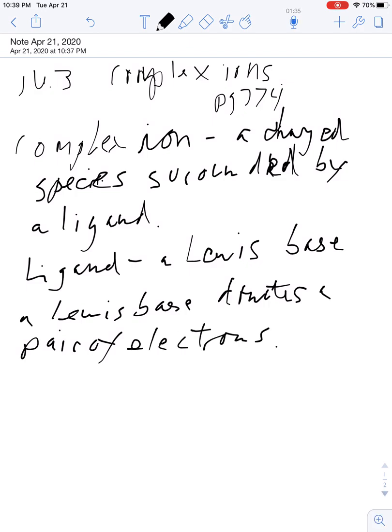Now, they're not going to ask you to straight up identify a Lewis base, but you really can't explain what a complex ion is without understanding what a Lewis base is. But when you're in college, they're going to talk about Lewis bases a lot, so it's not going to hurt you to learn it now, okay?